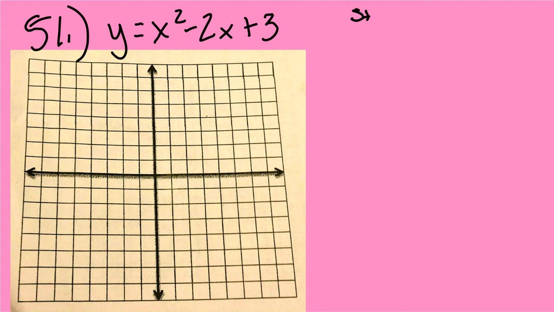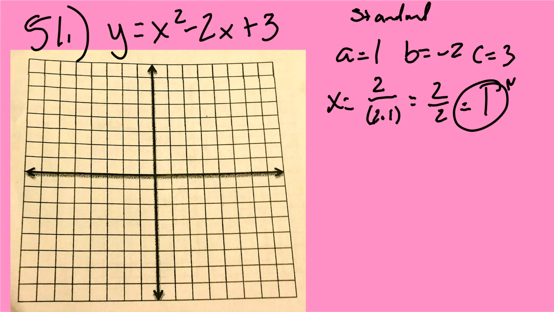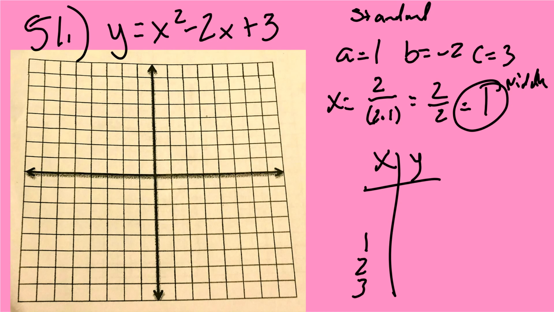Alright, 51. Y equals x squared minus 2x plus 3. Once again, it's standard form because there's no parentheses. So I say A is 1, B is negative 2, C is 3. I say x equals the opposite of B, which is positive 2 over 2 times 1. So I get 2 over 2, which is equal to 1. That's the middle of my XY chart. So make my XY chart. It's not always 1, and this is just a coincidence that a couple of them were 1. So I add 1 to get 2, I add another 1 to get 3.